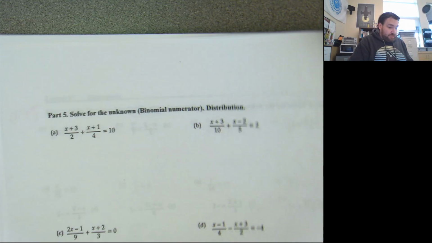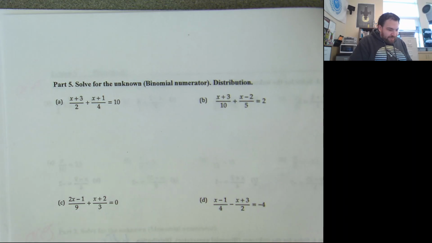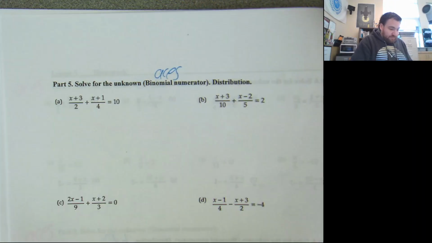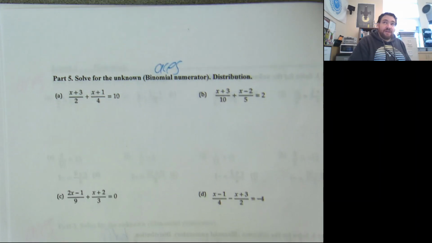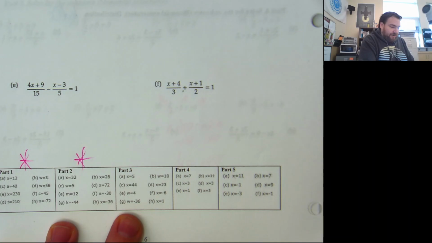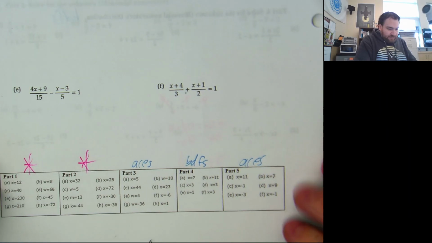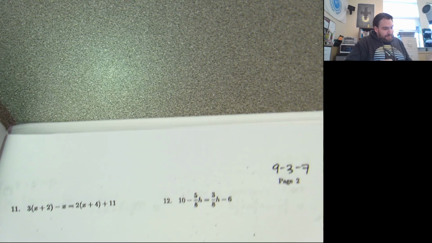Flip the page. I've got a part 5 going on over here. On part 5, these all look very similar. So I'm going to get you guys to do... No, not all of them. Let's do ACEs again. And the answers are at the bottom for part 3, part 4, part 5. So yeah, I'll put them down here. I wanted ACEs here, BDFs here, ACEs over here. And then there's more. Flip the page.